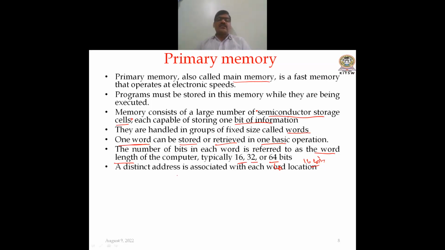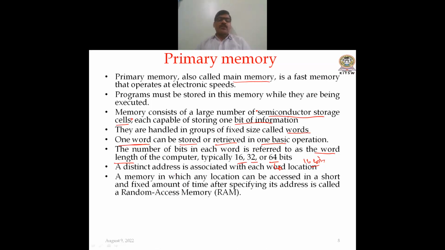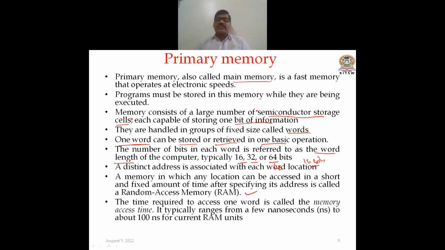So a distinct address is associated with each word location in the main memory. A memory in which any location can be accessed in a short and fixed amount of time after specifying its address is called a random access memory. The time required to access one word is called the memory access time.